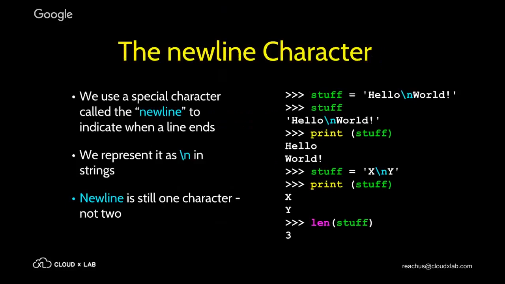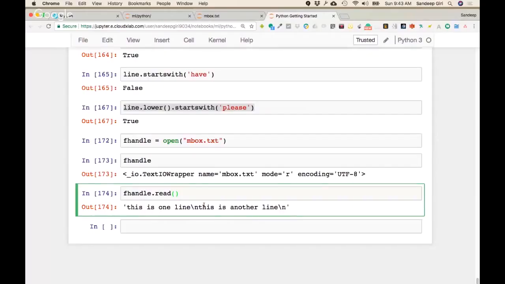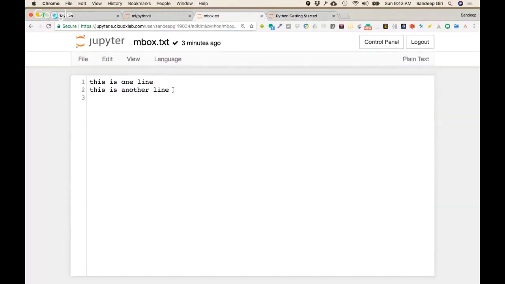We need to call a method called close, and I'll show you how to avoid that part. Now we use a special character called newline to indicate when the line ends. For example, if the first line contains hello and the second line contains world, you will see \n. That's what it means here. You see, there is one \n here, the other \n here. What does it mean?